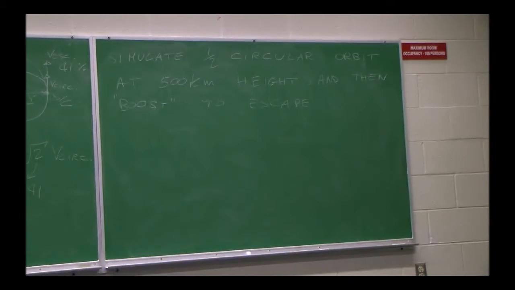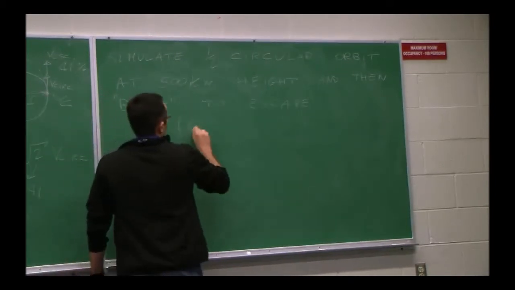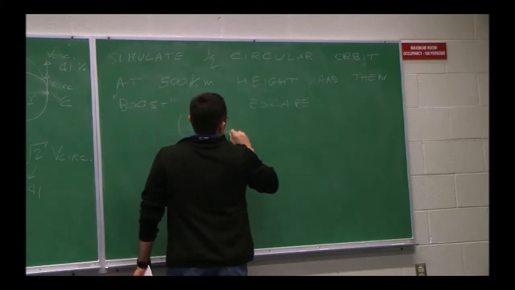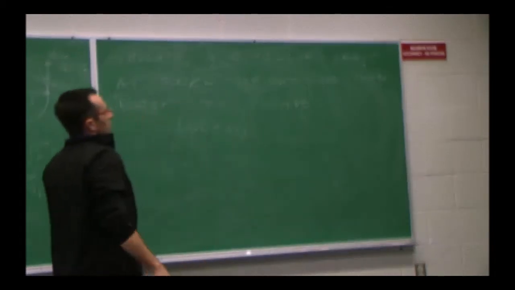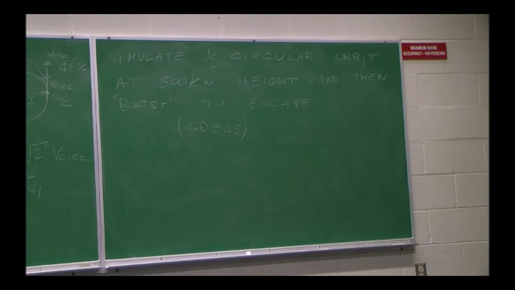So use the ODE 45. Basically use what I gave you already. Just simulate something that is circular, and then after half a period, or even earlier than that, I don't really care, try to implement a change such that the velocity all of a sudden increases of 41% and see what happens. You should not come back. Okay?